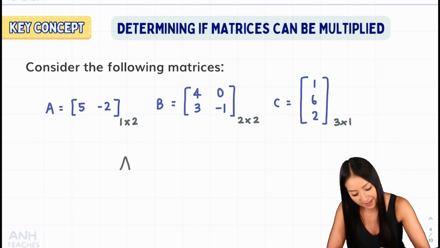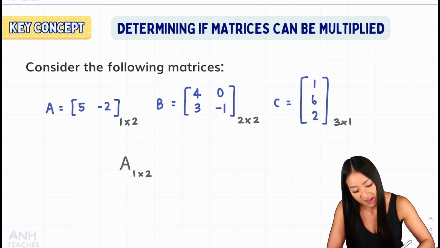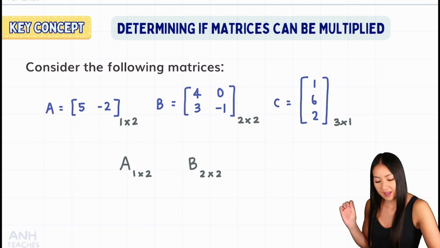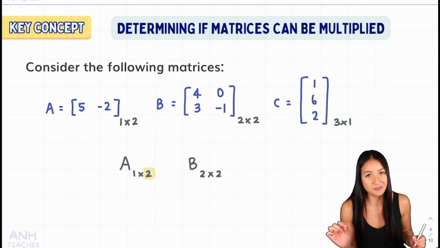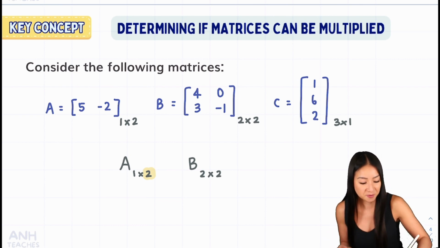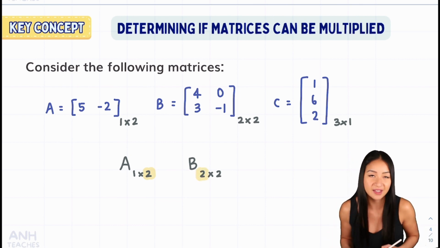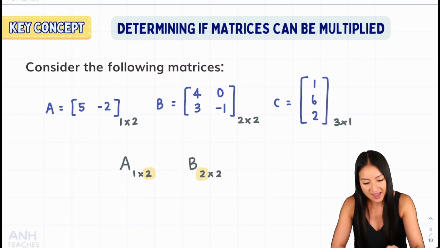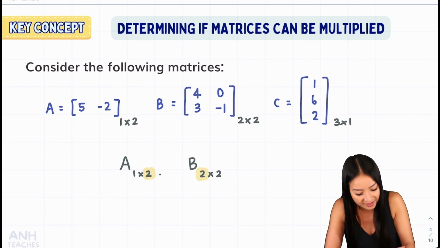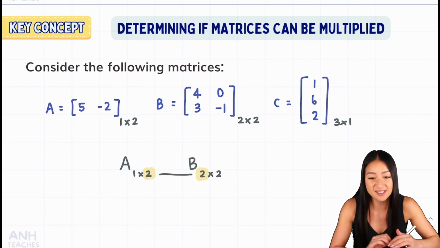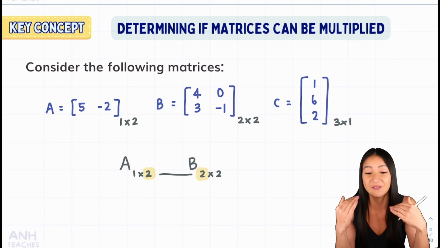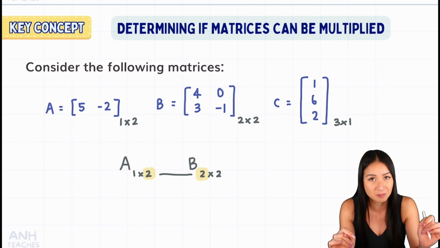Let's start with matrix A. I know that I can multiply this by matrix B because the number of columns in the first matrix has to equal the number of rows in the second matrix. So I always like to write this down and just look for these 2 inside values. They need to be the same. If they are the same, we can go ahead and multiply. If they are not the same, we cannot multiply.